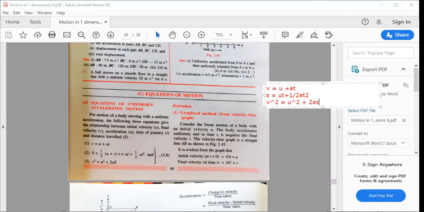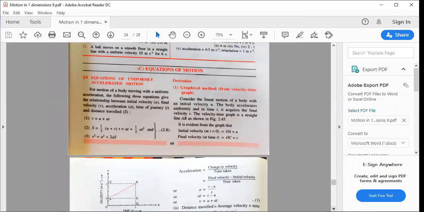Please don't assume that these are applicable for any motion. No. These equations are applicable only for uniformly accelerated motion. Now we are going to study how we derive them using a graphical method as well as a proper derivation method. So let's begin. I'll just clear it.